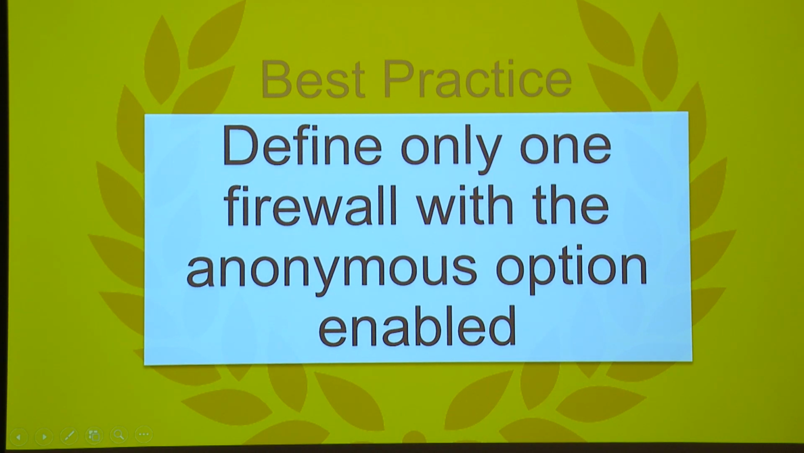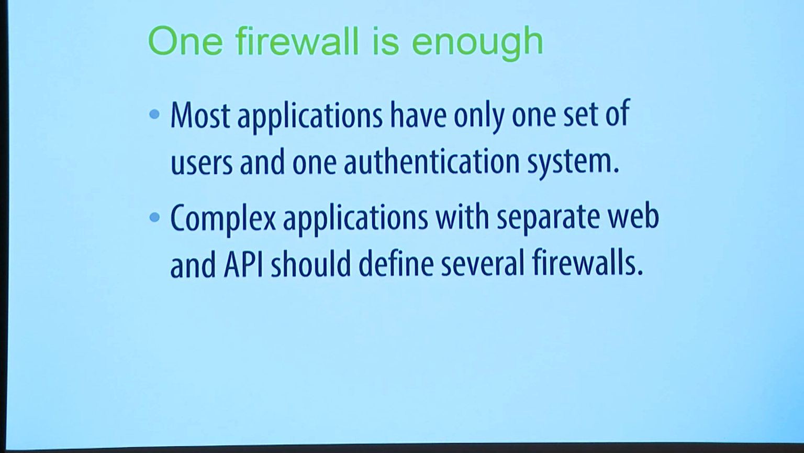Okay, so let's talk about security. Define only one firewall with the anonymous option enabled. It makes no sense to have different firewalls with anonymous navigation enabled. So just make the default URL be the anonymous one, and the logged in access rules be on the other one. Yeah, okay, most applications. So that's the reason.